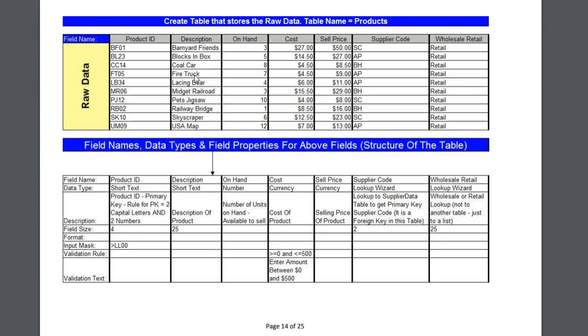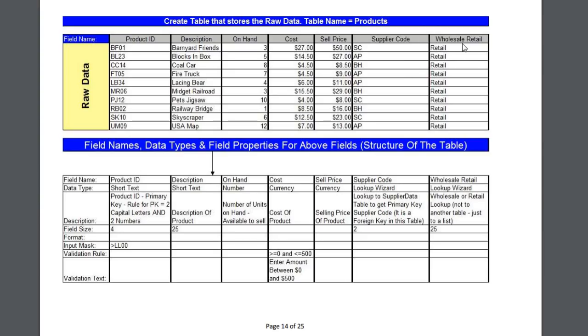Description, that'll be some text. We'll have some 25 character limit. On hand, that will be a number. Cost, we're actually going to add a rule here that says the cost can never be more than $500. Then we'll have sell price. We'll have supplier code. Since this is actually from the primary key in the supplier data table, we'll do a lookup to that other table.